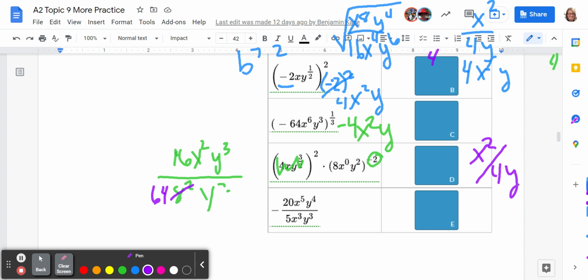Down here for this last problem, remember we've got that negative out there, so I know I'm going to have a negative in my answer here. And when I go through this, I know right away that my 5 and my 20 can simplify to be just a 4 on top, where my x is bigger on top by 2, where my y is bigger on top by 1. So your answer is -4x squared y.